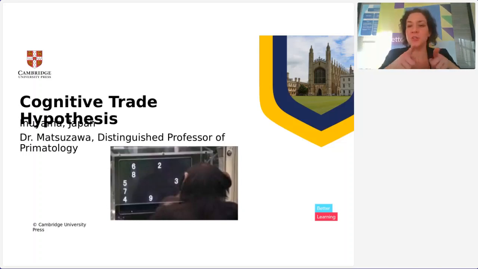So short-term memory has a direct connection to our language abilities. And why am I telling this? This is the discovery of Dr. Matsuzawa, the professor of primatology from Japan. And why am I telling this?